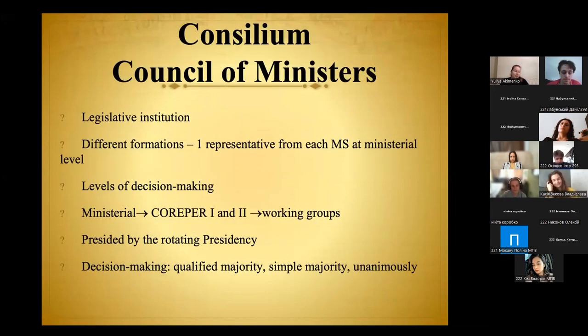So there is a special term for these meetings, concilium. Usually when you are looking for meetings of the Council of Ministers, you may put concilium EU, and you will find probably what you are looking for. So to sum up, we now understand that the Council of Ministers meets in different formations, one representative from each member state at ministerial level. However, we know the exception that one representative may have two votes, from their national country and from another one.